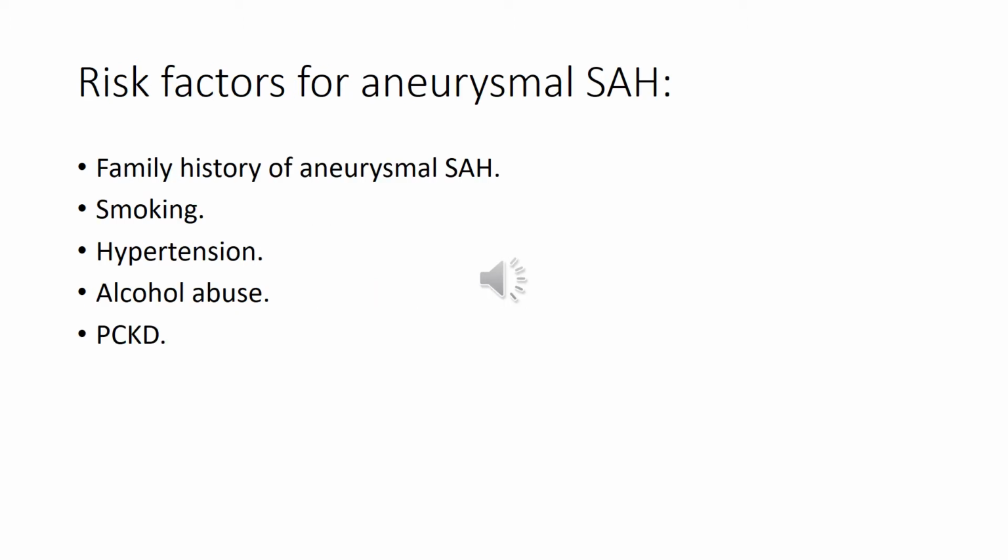Now, what are the risk factors for developing an aneurysmal subarachnoid hemorrhage, or for a patient to have an aneurysm? Family history of aneurysmal subarachnoid hemorrhage is one of the most common risk factors to have an aneurysm. Smoking and hypertension also are important risk factors. Adding to that, alcohol abuse and polycystic kidney disease put patients at risk for developing multiple intracranial aneurysms.